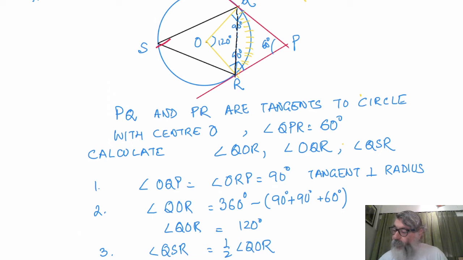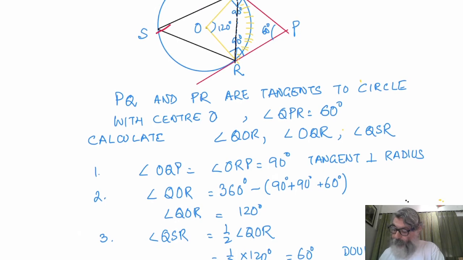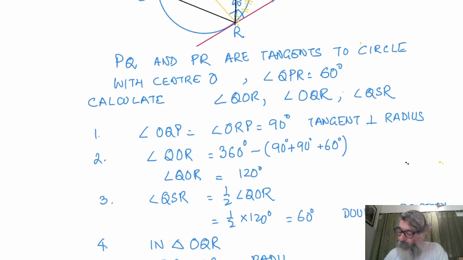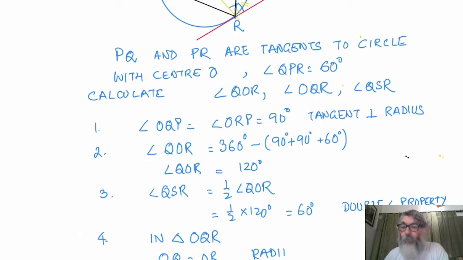Okay, he wants angle OQR. In triangle OQR, OQ is equal to OR, these are radii, the radius of the circle. So angle OQR will be equal to angle ORQ. It will be (180 minus 120) upon 2.